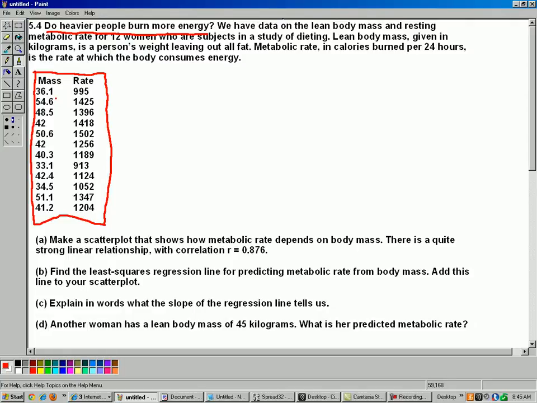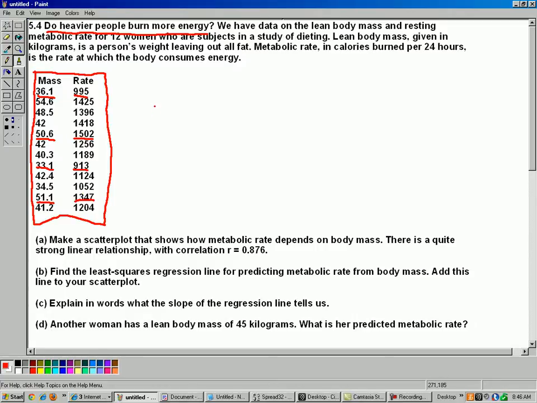We have the lighter people, like 36.1 kilograms, 33.1 kilograms. We can see that in general they have lower metabolic rates. We can see that the heavier people, like the 50.6, have a higher metabolic rate. Another one, higher mass, higher rate. So after a quick glance, it does look like there is some sort of relationship between these two.